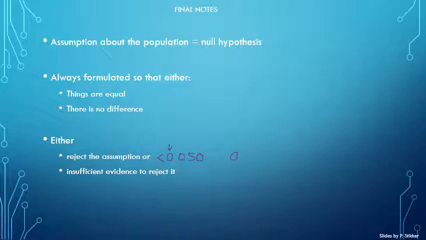So 0.008 is actually below the 0.05. If it's above or equal, then we would say that we have insufficient evidence to reject it. We won't actually accept the null hypothesis, because it might be that if we would take a larger sample there is a difference, or that things are not equal. So we can never really show that the null hypothesis is true.